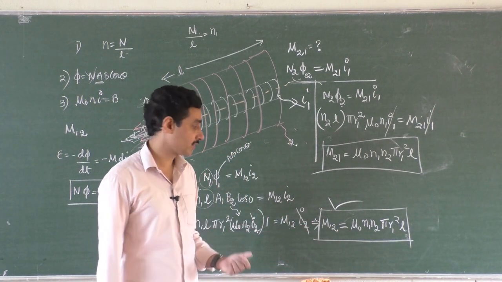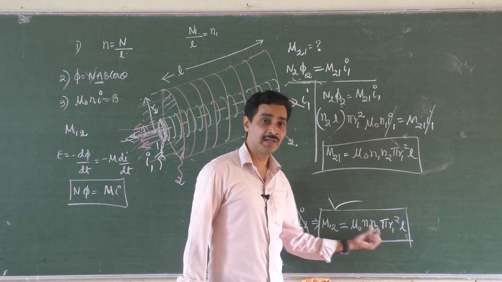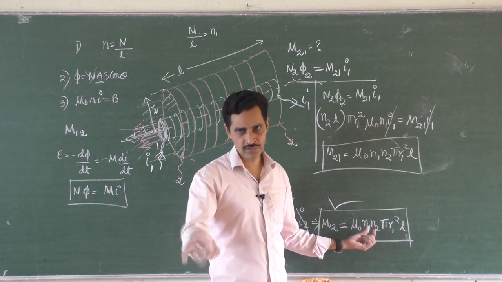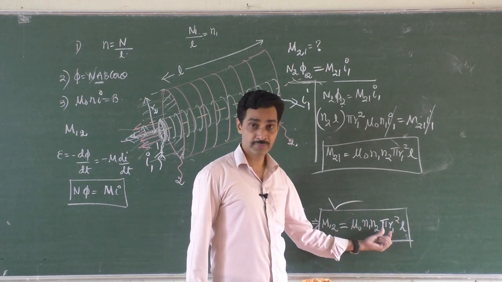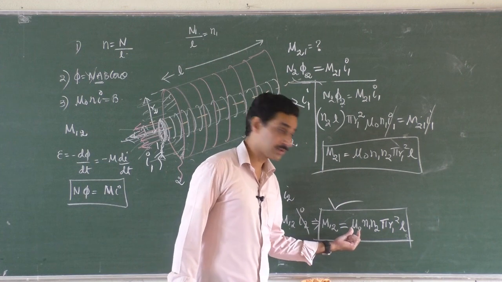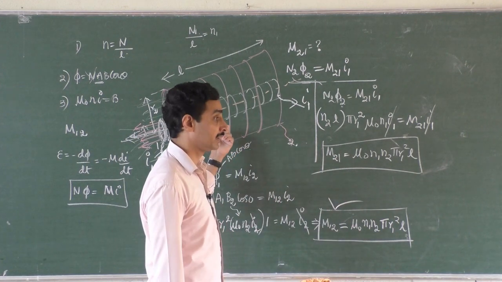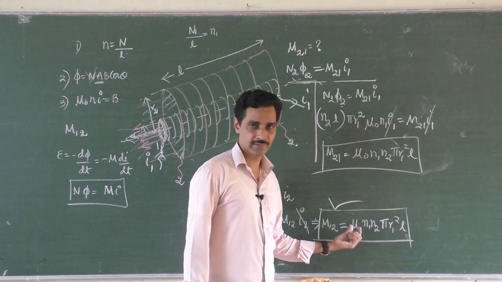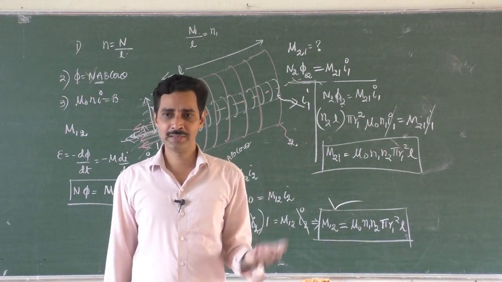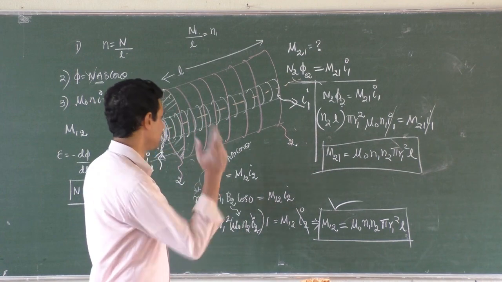So mutual inductance depends on number of turns in the primary, number of turns in the secondary, their product. And whether it is N1 N2 or N2 N1, no problem. Area of the smallest coil in them, length of the coils, and permeability of the medium. Suppose you fill it with a magnetic material, then mu you have to write. So a very important formula, and the derivation also may be a little bit confusing. I have introduced something here.